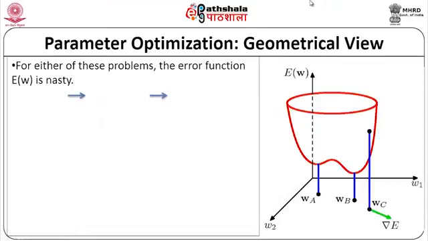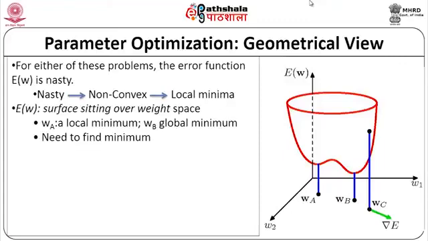Okay. So, the geometrical view of the parameter optimization is given here, where E of w is the error and delta E is the gradient of the error. So, you have non-convex surfaces with local minima. So, E of w is a surface sitting over the weight space. WA is a local minimum and WB is the global minimum. So, you need to find the minimum, for example from point WC.